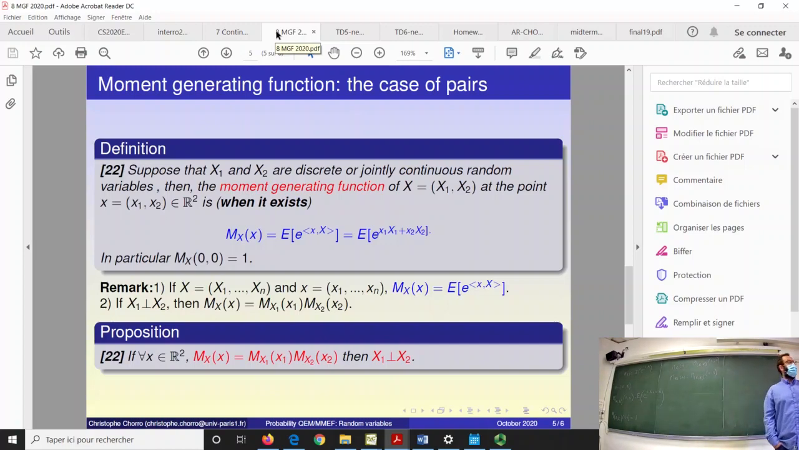How to define a Gaussian vector we will see after the holidays, but what will be nice is that the moment generating function of Gaussian vectors will be very easy to compute, as always with Gaussian things.